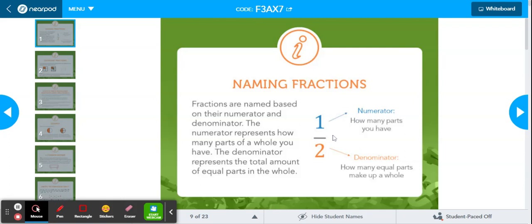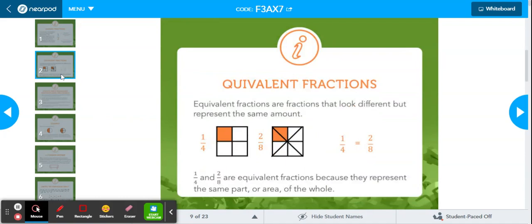Let's review fractions really quickly here. Remember, our numerator is how many parts we have, and our denominator is how many equal parts make up a whole. So in this case, we have 1 out of 2, or 1/2, which means we have one part out of 2. If we had 2 out of 2, that would be one whole. That's how we can remember our fractions.